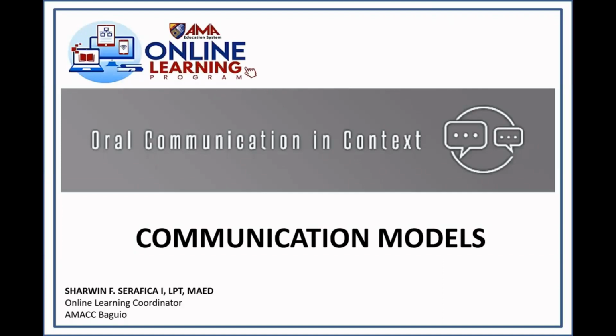Okay, previously we learned the different processes of communication and the elements involved in the communication process. We will now discuss the different communication models to better understand how communication happens in different or various ways. There are three objectives that are expected to be fulfilled.